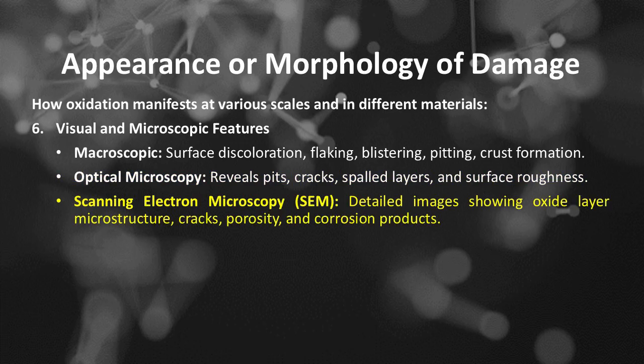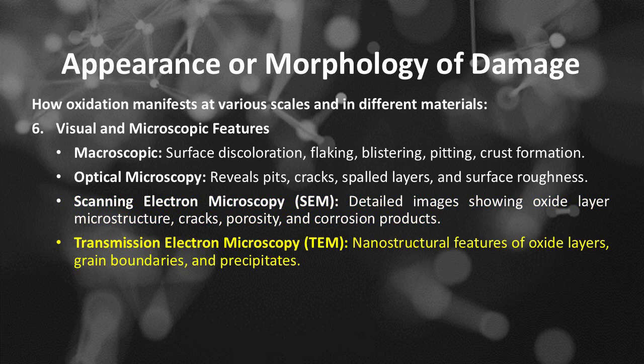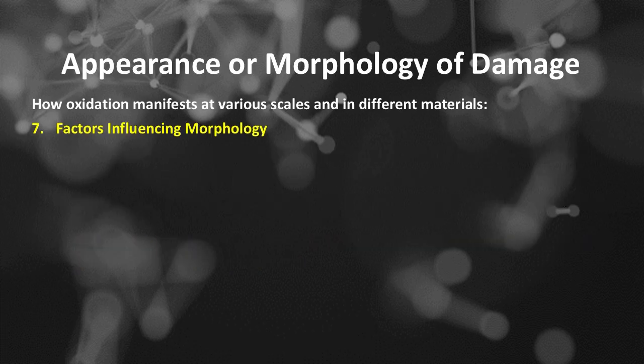Scanning electron microscopy, SEM: detailed images showing oxide layer microstructure, cracks, porosity, and corrosion products. Transmission electron microscopy, TEM: nanostructural features of oxide layers, grain boundaries, and precipitates. Number 7 is factors influencing morphology.